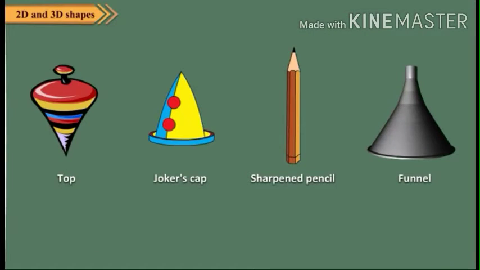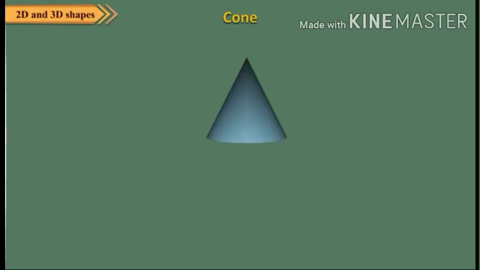All these objects have the shape of a cone. A cone has one vertex and it has one curved edge. It has two faces, one curved face and one flat face.